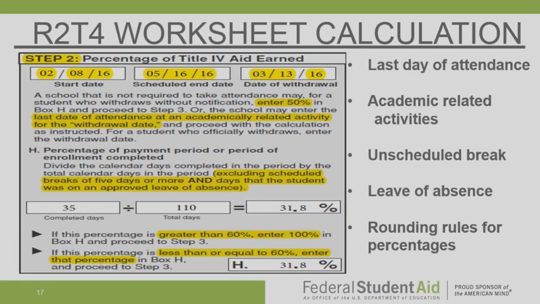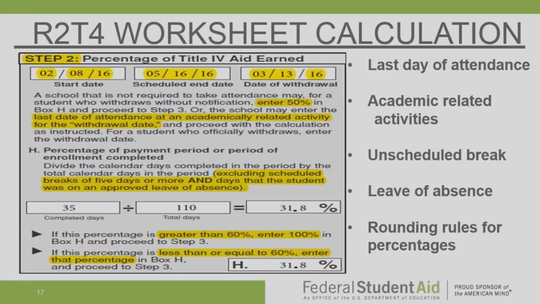Now, step 2, this is calculating the percentage of Title IV aid earned. Start date is the first day of that semester or payment period. Scheduled end date is the last day of the payment period or your semester. Date of withdrawal. Date of withdrawal for a school that is attendance taking should always be the last day of attendance coming from your attendance record. An institution is considered to be an attendance taking institution if you have an outside entity that requires a requirement that you have to comply with that can only be satisfied if you are attendance taking.